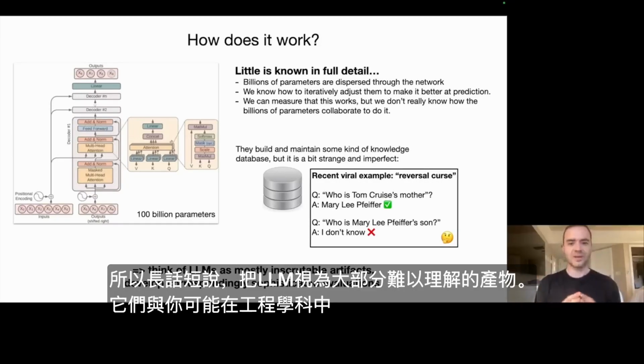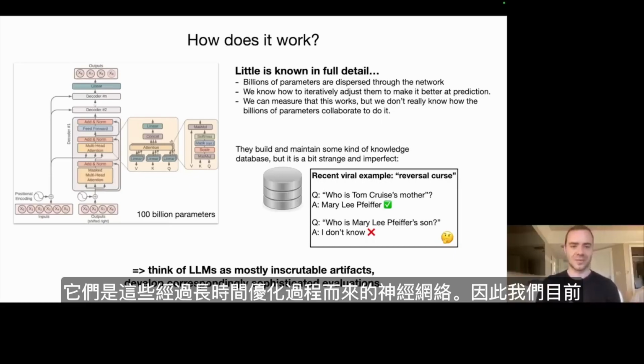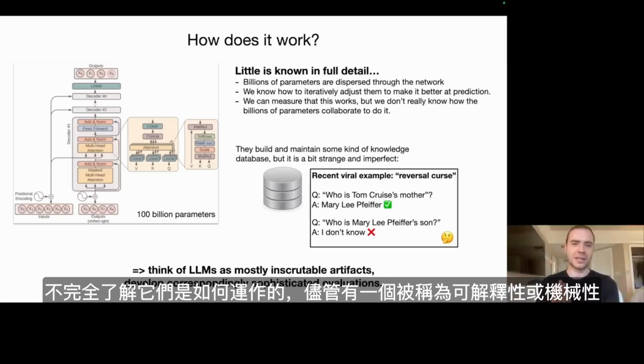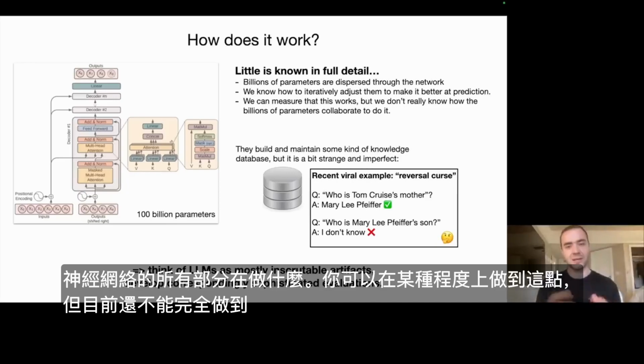Long story short, think of LLMs as mostly inscrutable artifacts. They're not similar to anything else you might build in an engineering discipline. They're not like a car where we understand all the parts. They're these neural nets that come from a long process of optimization. We don't currently understand exactly how they work, although there's a field called interpretability or mechanistic interpretability, trying to go in and figure out what all the parts of this neural net are doing. You can do that to some extent, but not fully right now.